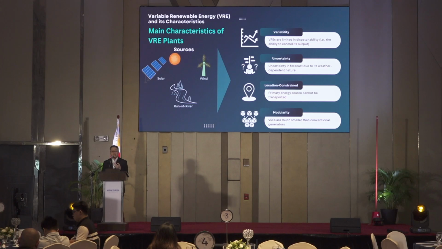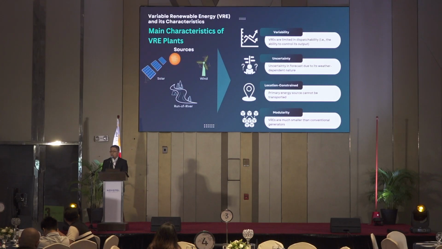And then it's also location constrained or location specific, because most of our VRE plants are either solar or wind or run-of-river. Particularly for the run-of-river, you have to install your plant along the river. And for wind plants, in order to optimize the maximum output, you have to place them in optimal wind corridors across the country. But the main advantage of VRE plants is they are modular in nature. They are comprised of a combination of a lot of small plants that are grouped together. And in this configuration, they are very scalable if you want to expand your capacity.